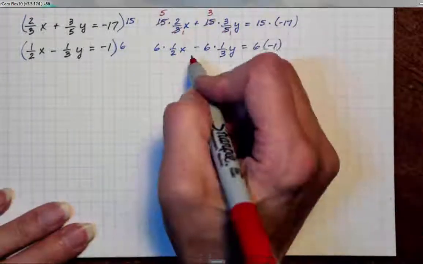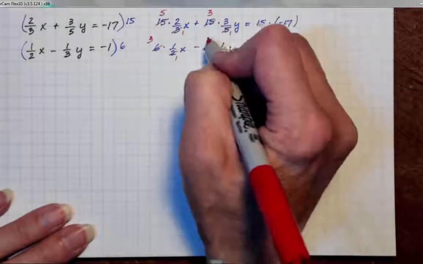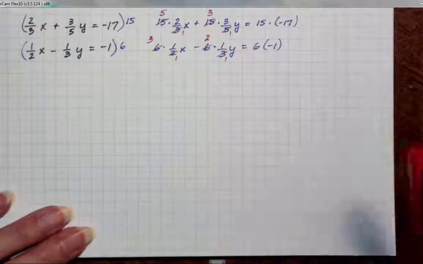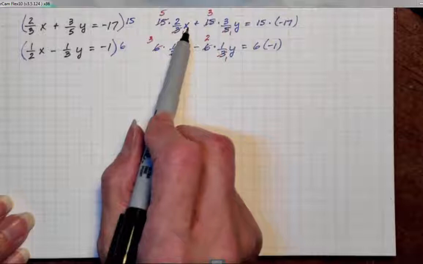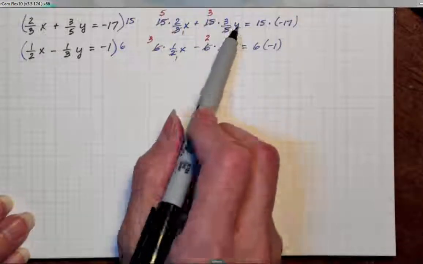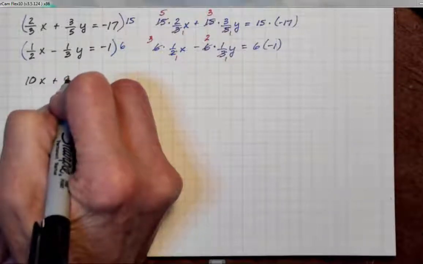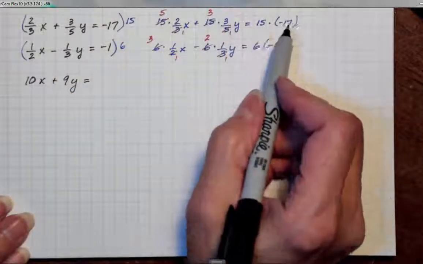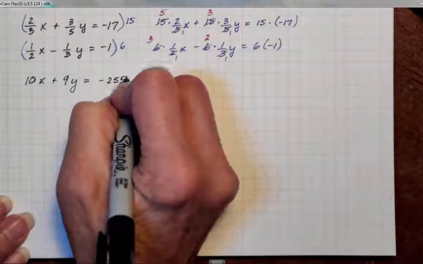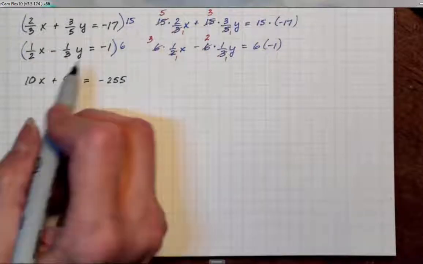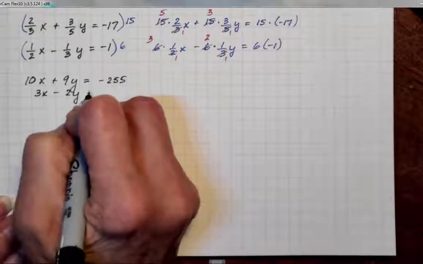The second equation, 2 goes into 2 once, into 6 3 times. And then 3 goes into 6 2 times, and the right side we don't need to worry about. So now my equations have become 5 times 2, so 10x plus 9y, and then 15 times -17 gives me a -255. The second equation, I end up with 3x minus 2y equals -6.